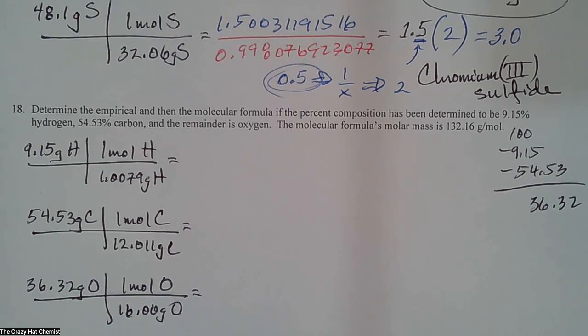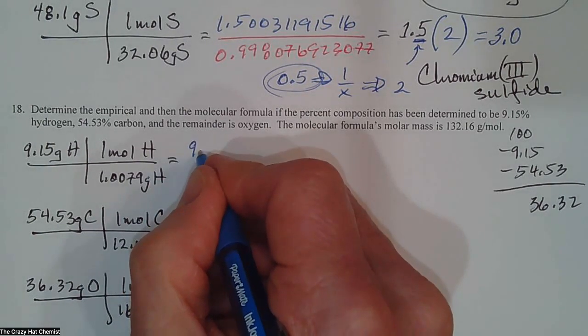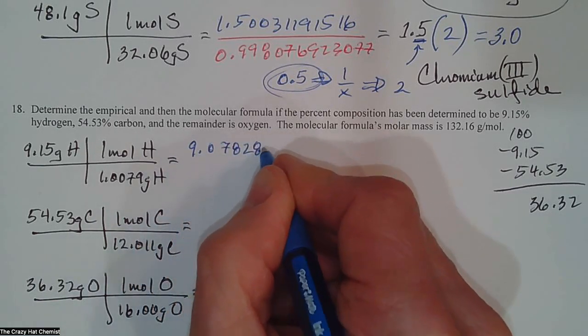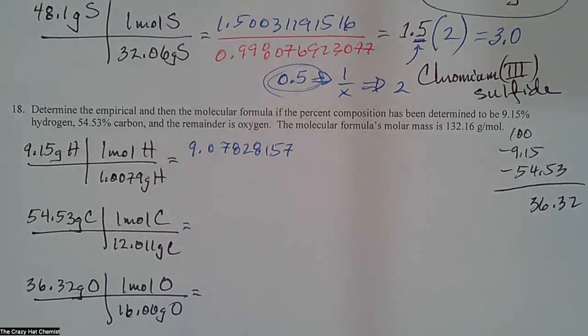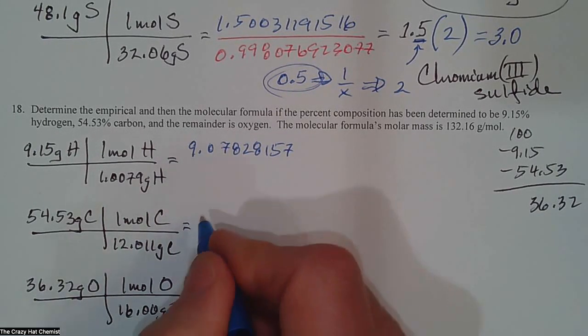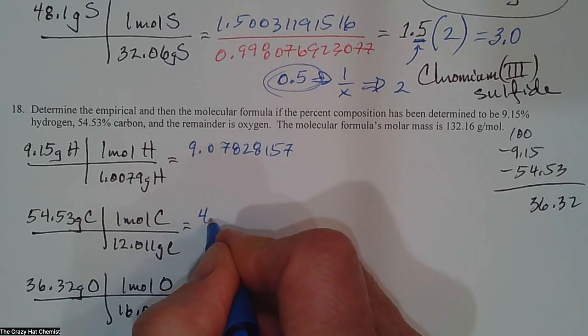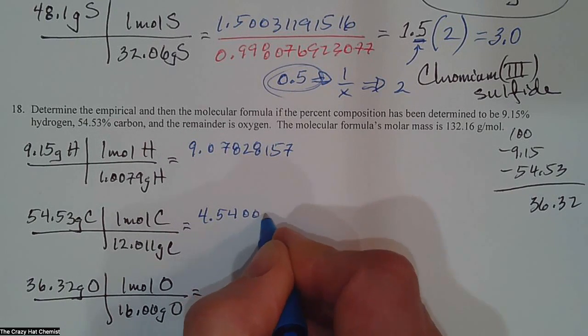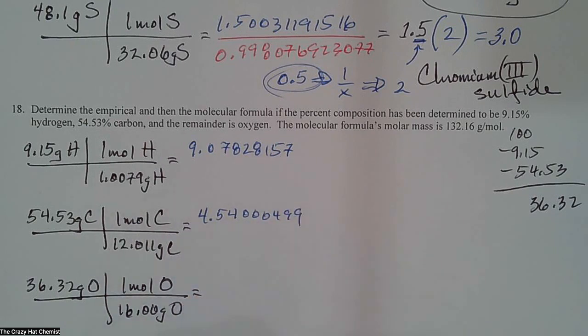Okay. Now, all these values are here. This is 9.07828.157. You can actually have more numbers on there. I've been giving you an immense number of numbers, but I'm going to round these a little bit more. 4.540000499, and then 2.27. So these are all the mole values.